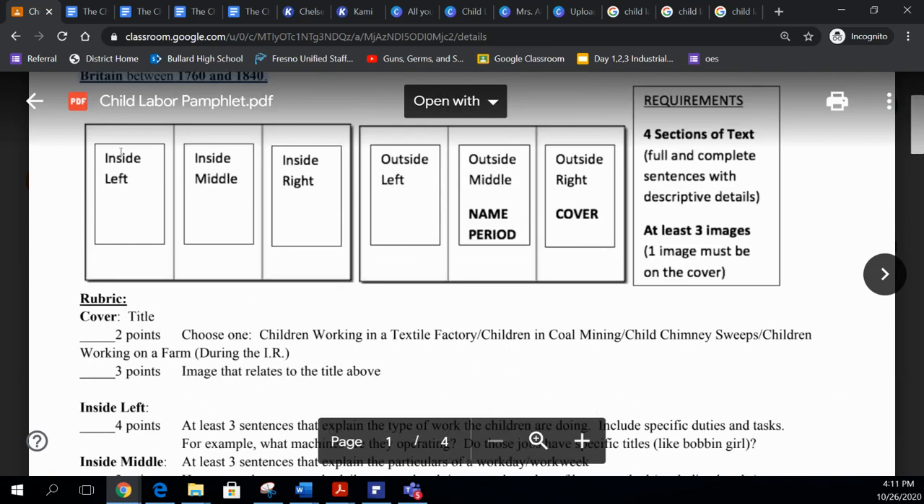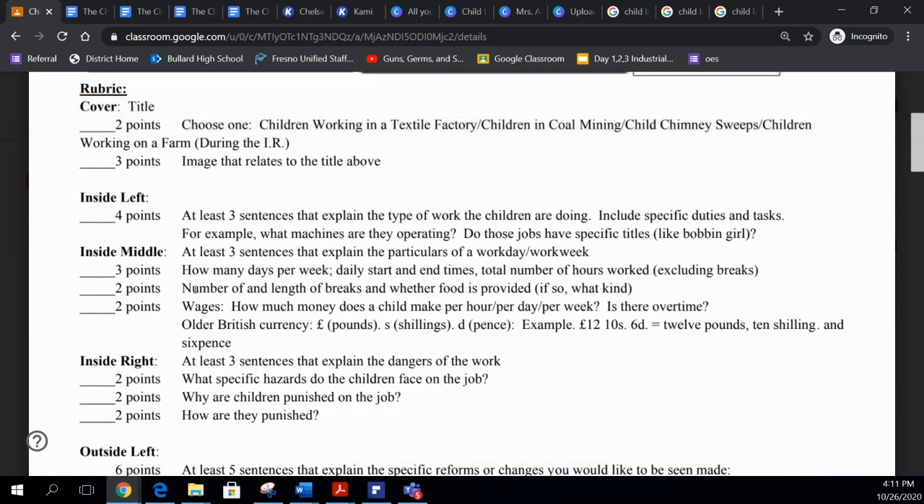And then the inside middle. We have talked about that one, now we're going to talk about this one. The inside middle is at least 3 sentences explaining the particulars of a workday and work week. I can almost guarantee you this is going to be more than 3 sentences. So, how many days per week are they working? Are they working 5 days a week, 3 days a week, 7 days a week? When do they start and end? When does it begin? When does it end? And how many hours are they working in total? Excluding breaks, you don't need to do any math like, okay, they work for 15 hours, they got a 15-minute break. Don't worry about the breaks at that point.